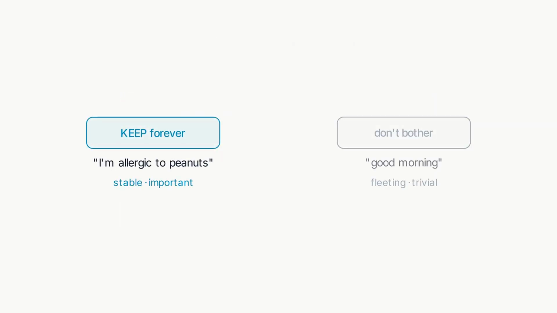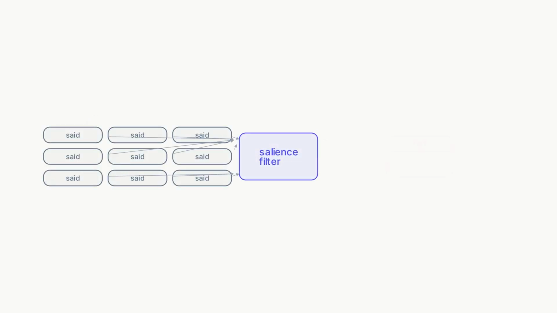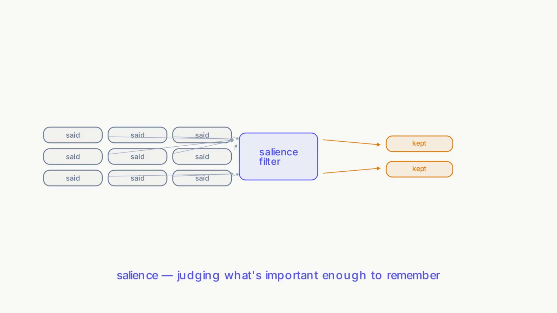Here's the feel of it in practice. You mention in passing that you're allergic to peanuts. A good agent flags that as worth keeping forever. It's stable, it's important, it'll matter every time food comes up. But the fact that you said good morning at the start of the chat? Not worth a line in the notebook. That instinct for what's durable and important versus what's fleeting and trivial is exactly what the writing step is trying to capture. The technical name for this is salience, judging what's important enough to remember.